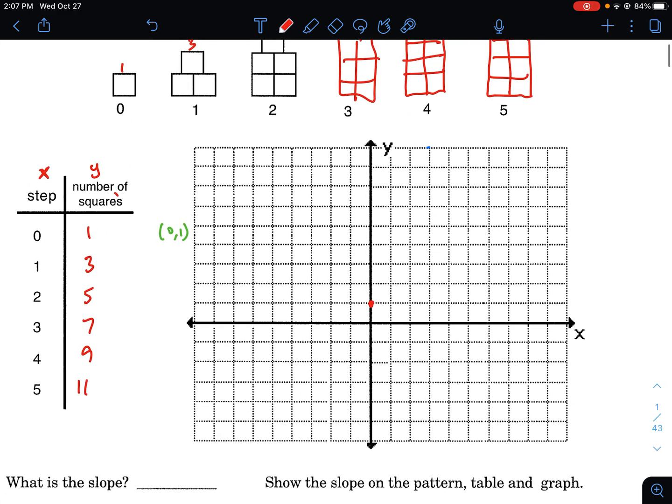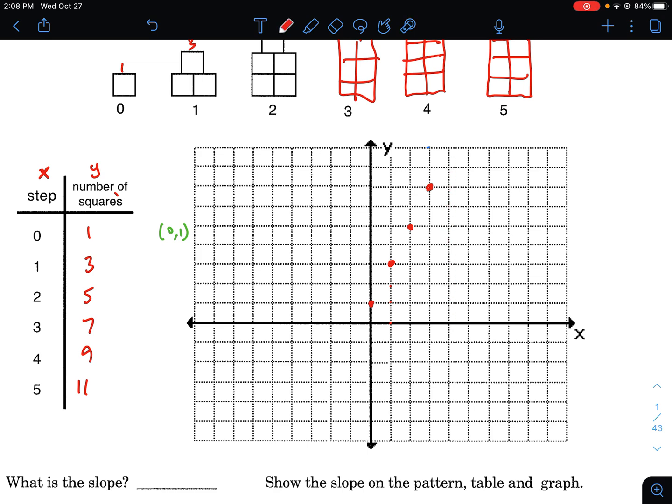Our next point is 1, 3, which is over here, 1, then 1, 2, 3, up. Our next point is 2, 5. So you go right 2, up 5. Our next point is 3 and 7. So 3 is 1, 2, 3, and 7 up, 1, 2, 3, 4, 5, 6, 7. And our next point is 4 and 9. So 4, 1, 2, 3, 4, and 9, 1 through 9.